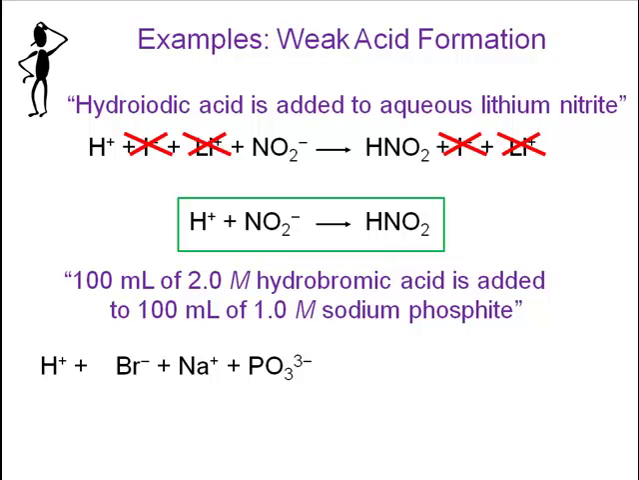Starting reactants, H and Br, Na and PO3, 3-. If we look at this here, what do we notice about these two? Okay, 2:1, double the concentration for the hydrobromic. So we've got to put our coefficients in there. Okay, now we look at putting it together. We add the two H's to the PO3, 3-. These two get added together, giving us H2PO3-. We still have the two bromide ions and the two sodiums left over.